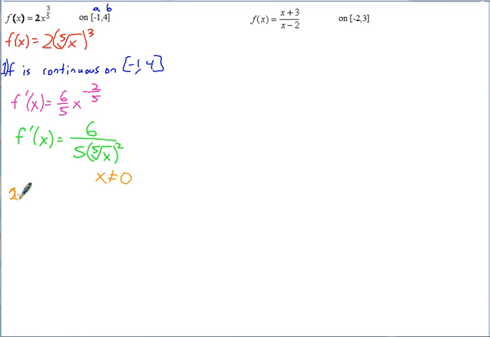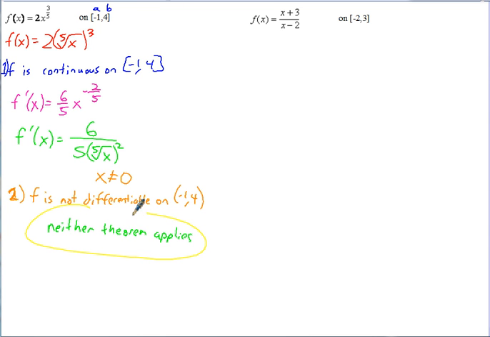So condition 2 here, f is not differentiable on interval from -1 to 4. And since it's not differentiable between -1 and 4, that's the second condition of both theorems, so we know neither theorem applies. And since neither theorem applies, there's no c value that's guaranteed.